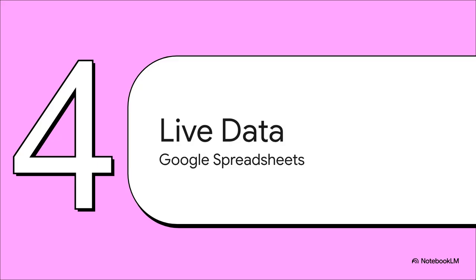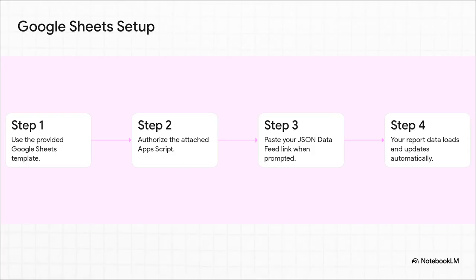But maybe you're more of a spreadsheet wizard and you live inside Google Sheets. No problem at all. You can pipe that same live data stream directly into your spreadsheets. There's a simple template you can use. You just authorize a script, paste in your JSON link, and your Time and Status data will flow right into the sheet. And the best part? You can set it to refresh automatically, so your spreadsheet is always up to date.